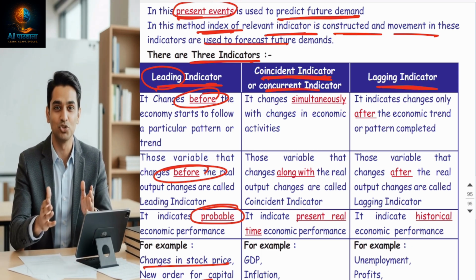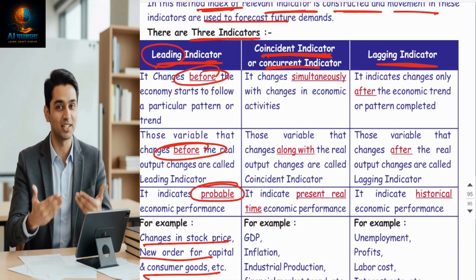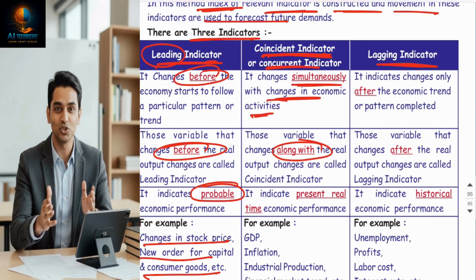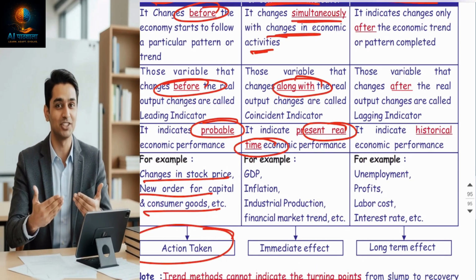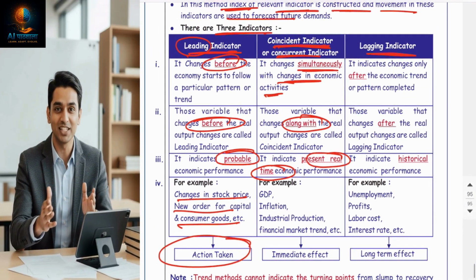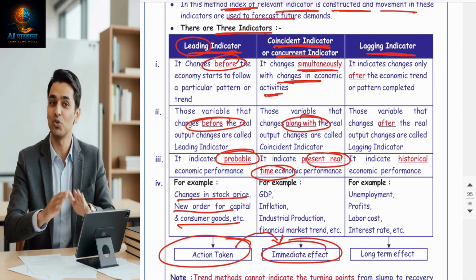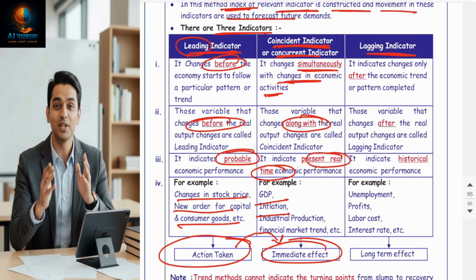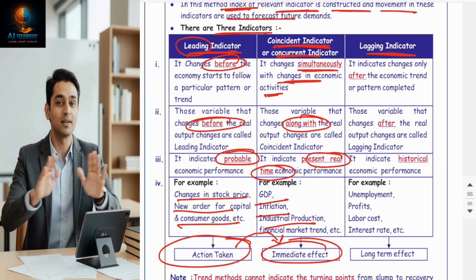Next is the coincident indicator. Guys, what do you mean by this? It indicates changes along with the economy. It reflects the present and real-time economic performance. It means if you want to check the short-term impact, the present impact, the immediate effect of the action taken, it is indicated by the coincident indicator. Like GDP, inflation, employment, industrial output, etc.